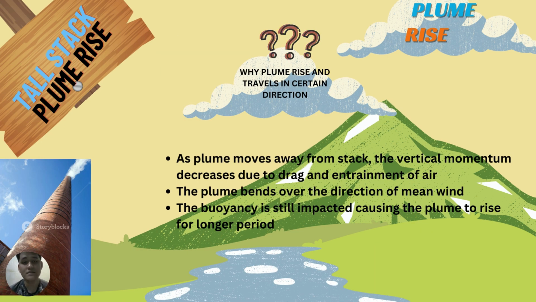Next is plume rise. Why does the plume rise and travel in a certain direction? As the plume moves away from the stack, the vertical momentum decreases due to the drag and entrainment of air. The plume bends over in the direction of the mean wind. The buoyancy is still impacting, causing the plume to rise for a longer period. So from the picture on the left side, the brown tall pole is the stack, and the plume, which travels in the mean wind direction, is the white one.